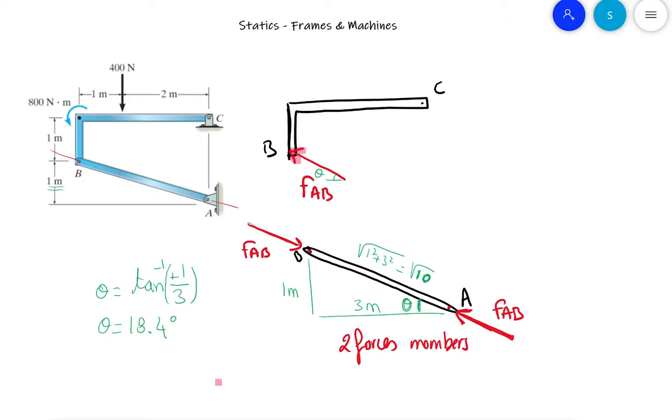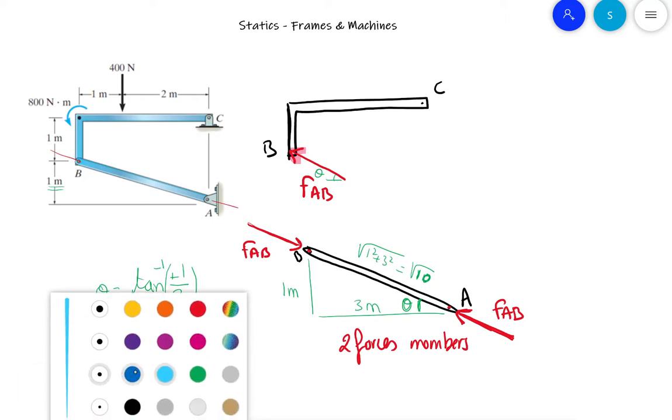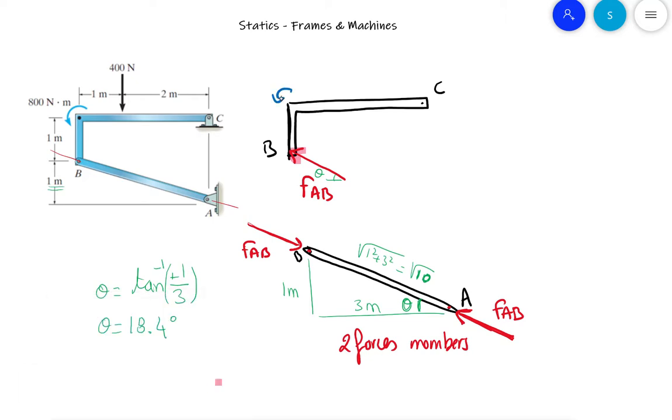Which other forces do we have on the L shape? We have a couple that is equal to 800 Newton meters. I drew it there, but remember that the moment, a couple, is a free vector, so you can draw it anywhere you want. We have this 400 Newton, and we have a pin connection at C, so it means that we have two unknowns, CY and CX.